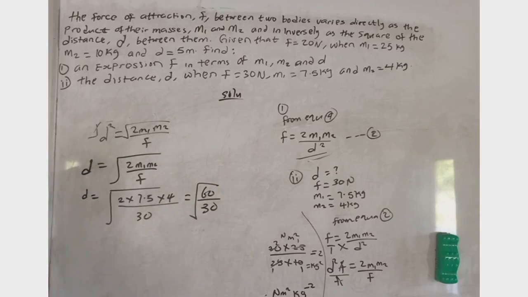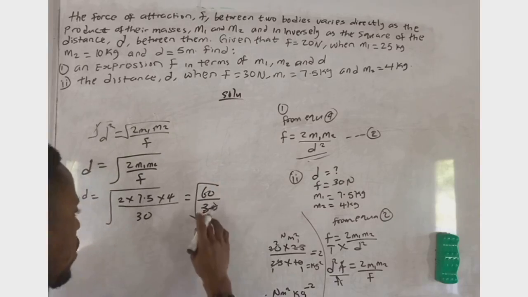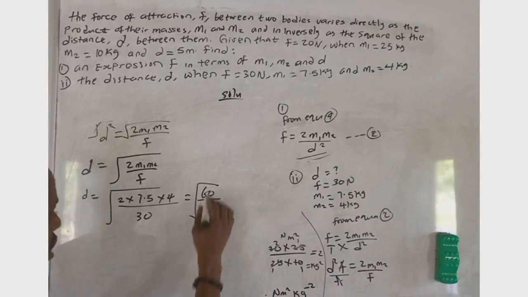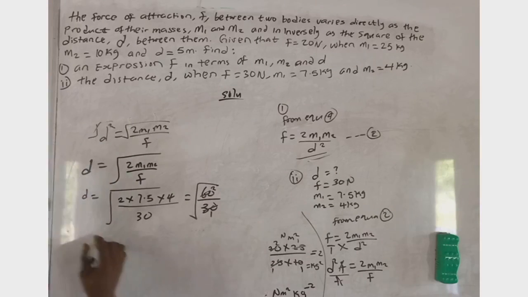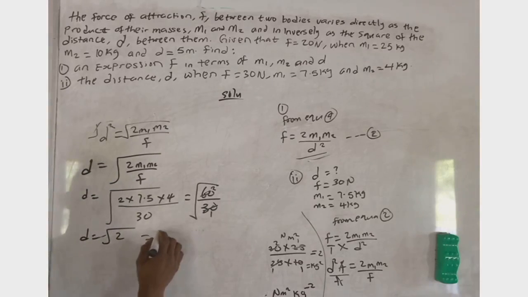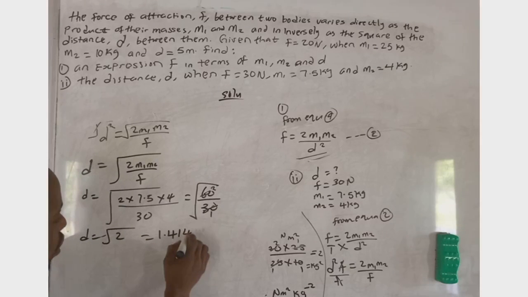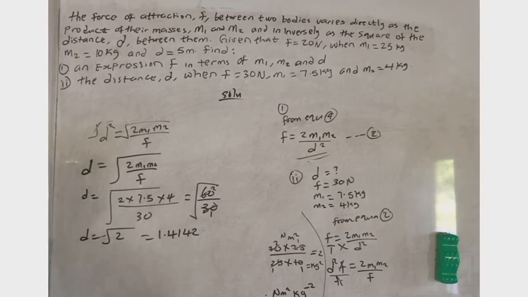Everything is under the square root. So 30 can go into 30 once, and 30 goes into 60 twice. So our D is equal to the square root of 2. To calculate the square root of 2 gives us 1.4142. So you can leave your answer like this.